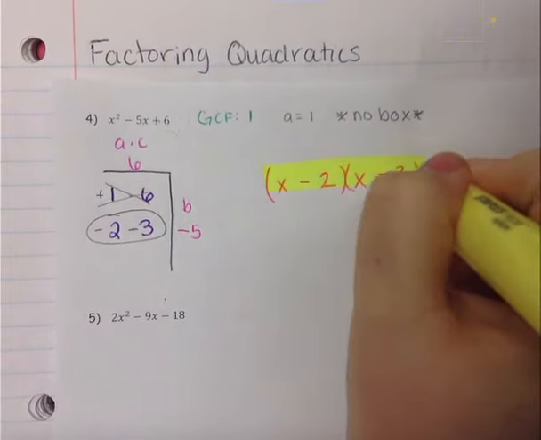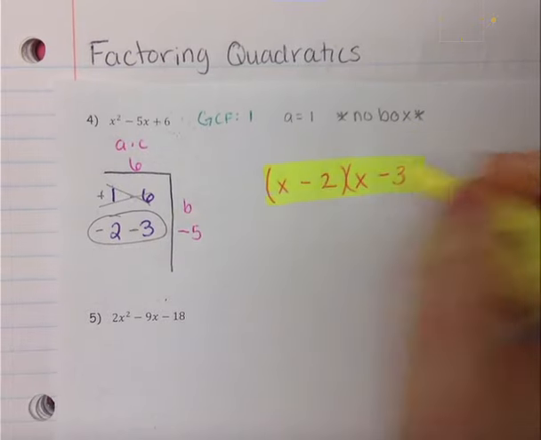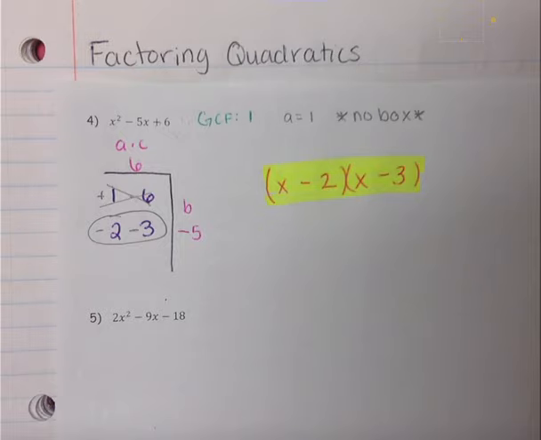You can still use the grouping box if you would like to, but this is a shorter way of factoring these if you don't have to use the box.